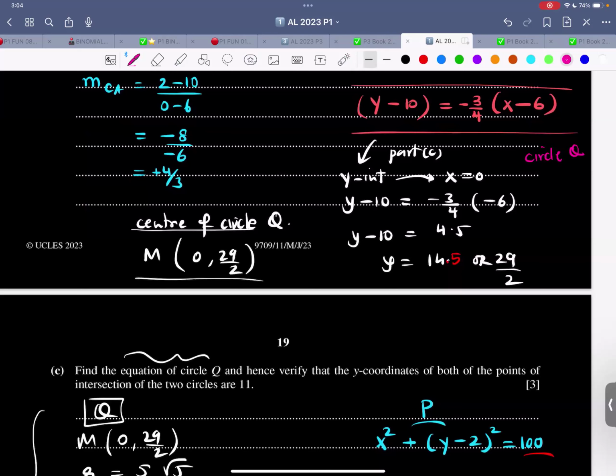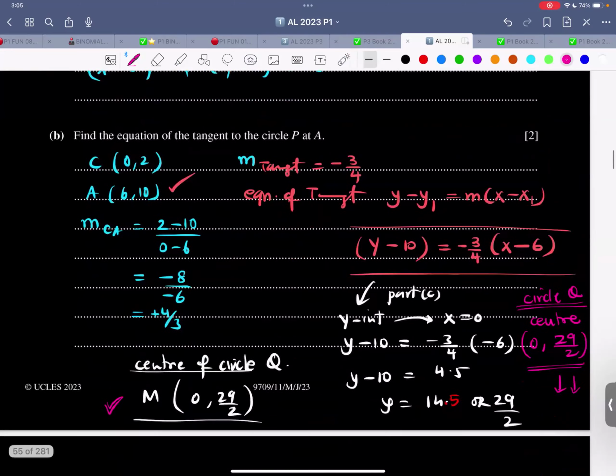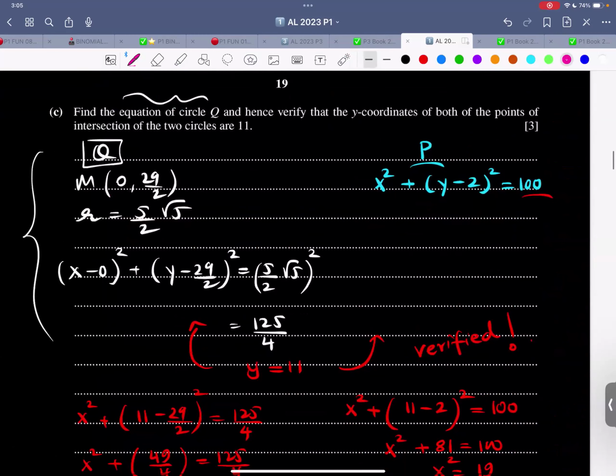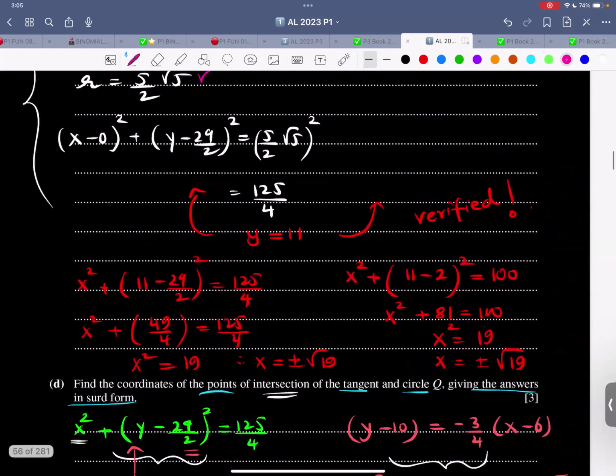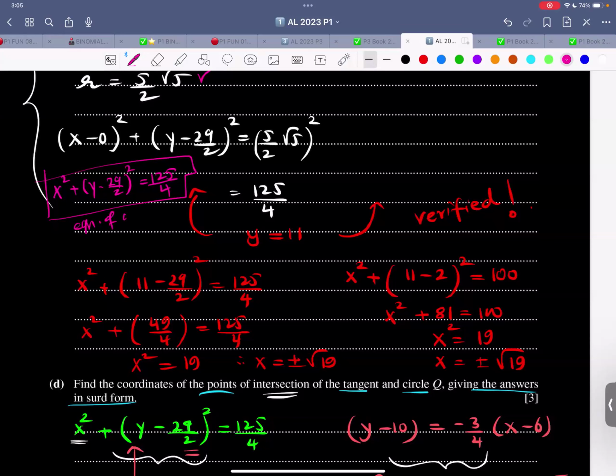For circle Q, the center would be (0, 29/2). That is used later. Now the center of circle Q, I've written it on this side. That's good. And now it says find the equation of circle Q. So that is the center, that is the radius, that is the equation. Let me write it again: x squared plus (y minus 29/2) whole squared is 125/4. This is the simplified format. This is the equation of circle Q.